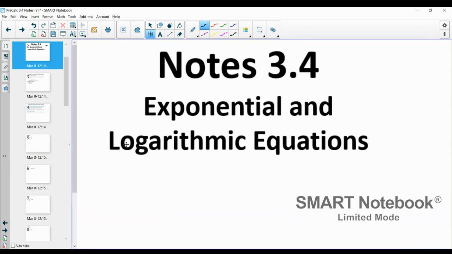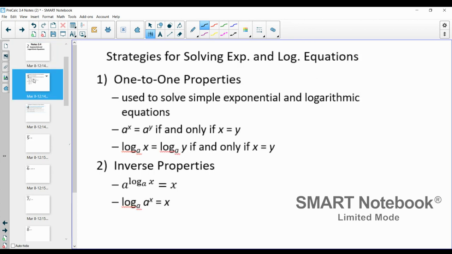All right, and so where we're going to start is using the properties that we know. And one of those is being one-to-one properties. So we can see that if it's base a raised to the x, base a raised to the y, we can set x, y equal to each other. We were using that one. Same with log base a of x equaling log base a of y. Since it's both log base of a, we can set them equal to each other.